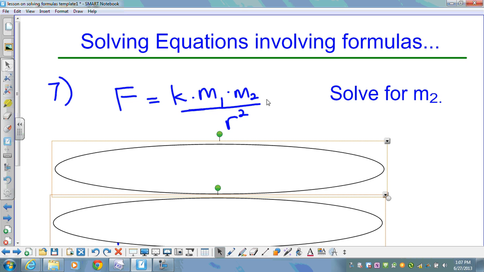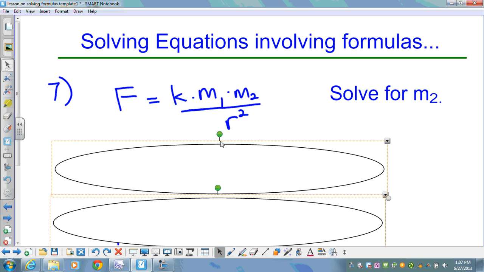All right, so this is our example number 7. We did 1 through 5 in the first portion of the video, and 6 through 8 we're covering in the second portion. So this is our number 7. Force equals k times m sub 1 times m sub 2 over r squared. We're supposed to solve this for m sub 2.